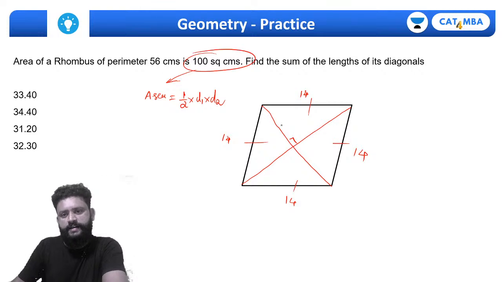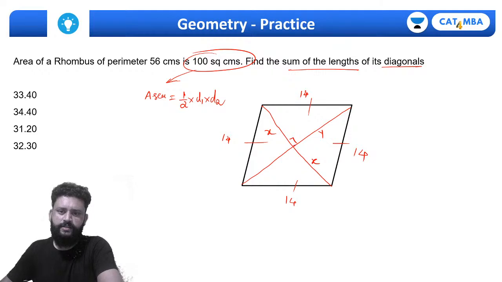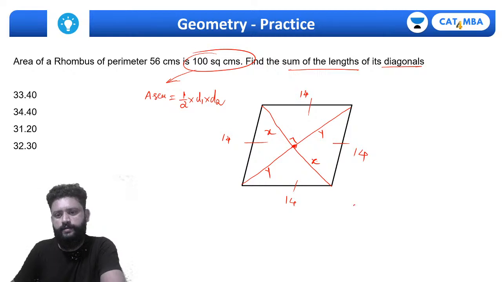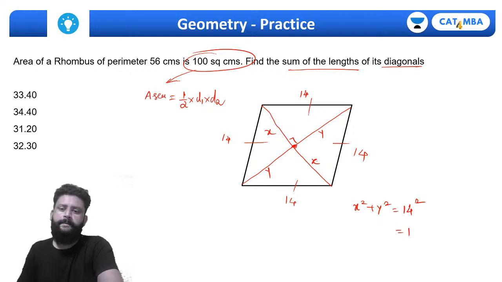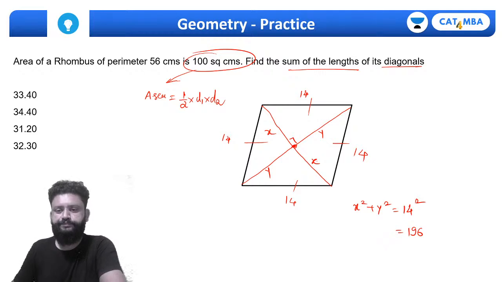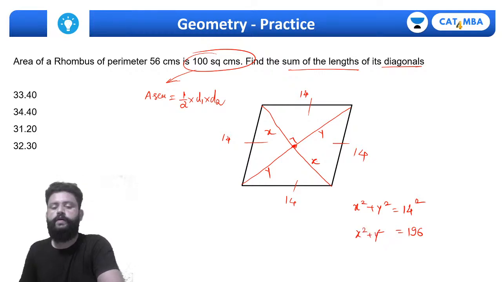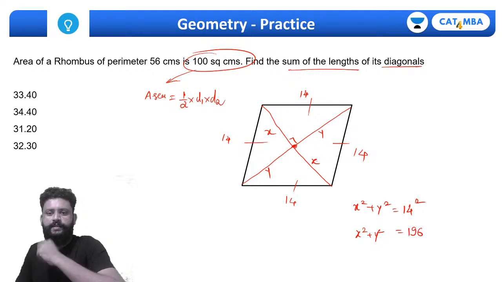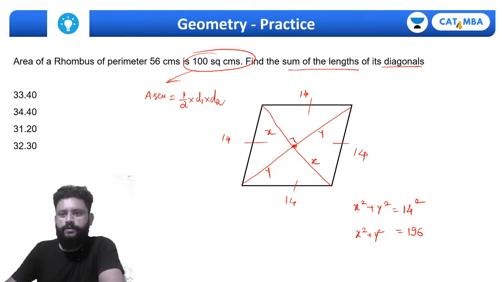And the area is 100, so we are asked to find the sum of the length of the diagonals. So I'll take this as x, this as y, this will be x. Diagonals bisect each other, this is the midpoint, but diagonals are not equal. Okay, and we know x square plus y square has to be 14 square, that is 196. Any answer, Shivam? x square plus y square is 196, and one thing we have, this diagonal is twice x.